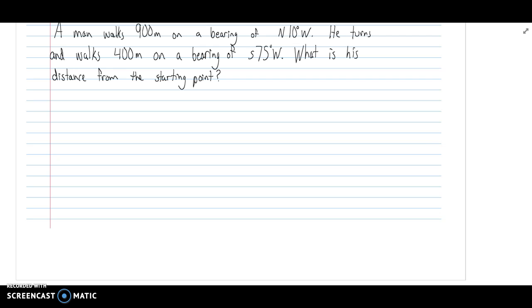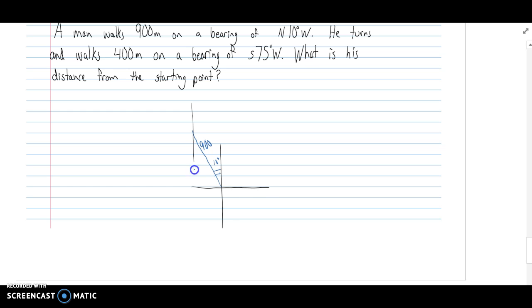So we have two different legs of this journey. Each time we have a bearing given, we're going to draw a new origin, a new xy axis, and the first one is going 10 degrees west of north. So he's not going directly north, he's going 10 degrees west of north. So the first part of the journey is going to look like that, and our little 10 degrees goes right there, and the length of this is 900.